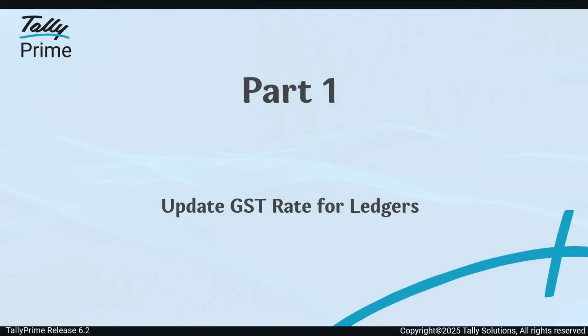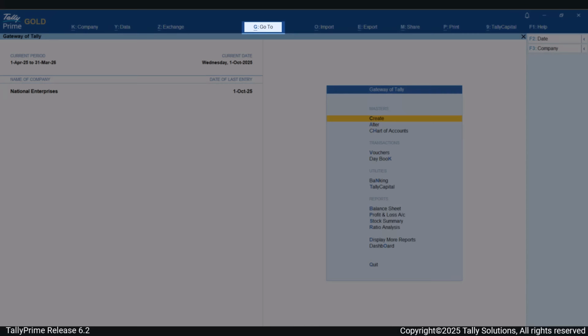Let us look at the steps to change GST rate for accounting ledgers like tax, sales, or purchase ledgers. Press Alt-G, type or select GST rate setup, and press Enter. Select ledgers from the list of masters and press Enter. You will see all the ledgers where GST rate is set or inferred from another master.